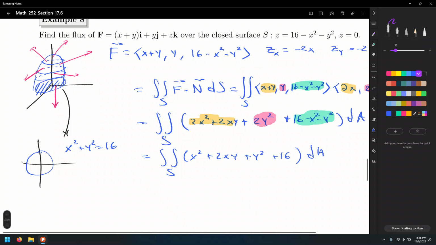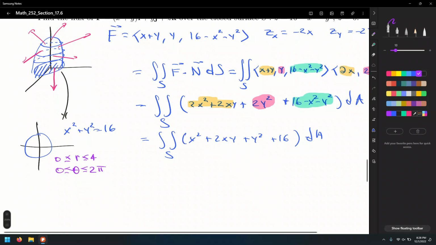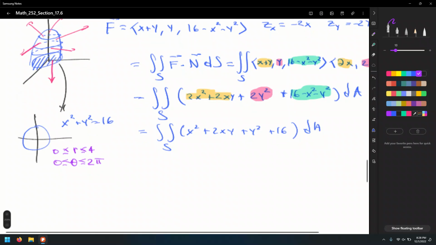So r varies between 0 and 4. And theta, well, in this case, they're not telling us anything about the first octant or half of the circle. No, so it's everything in this case. So that's 0 to 2 pi. And, well, what's next? Just write down, all right.